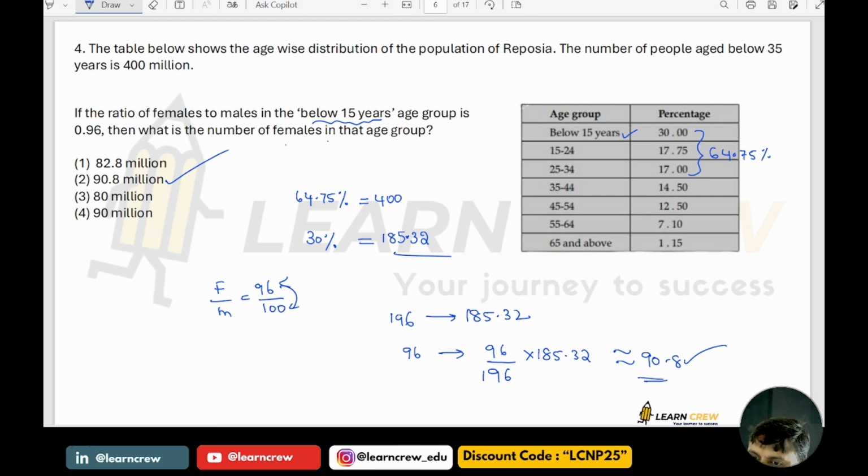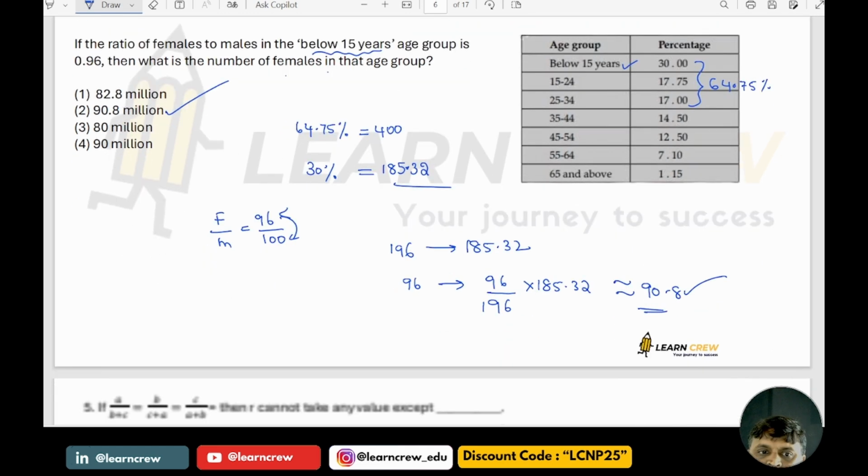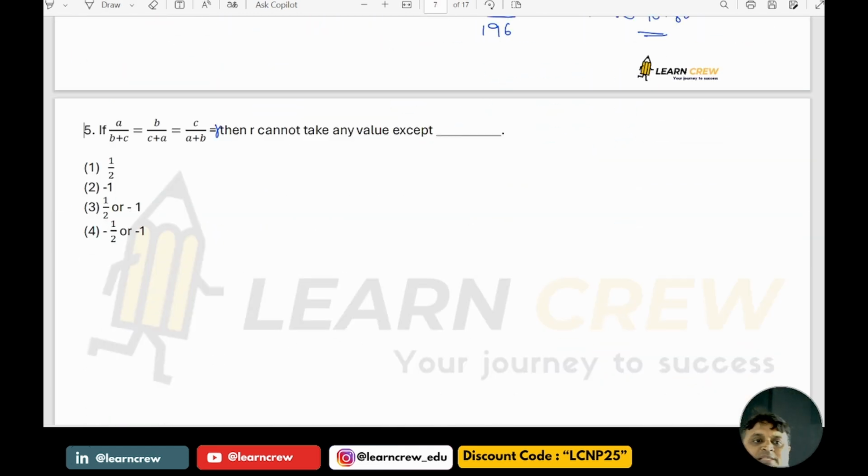Next. A by B plus C, B by C plus A, and C by A plus B, each is equal to R. Then R cannot take any value except. So what can be the value of R? We need to find out.